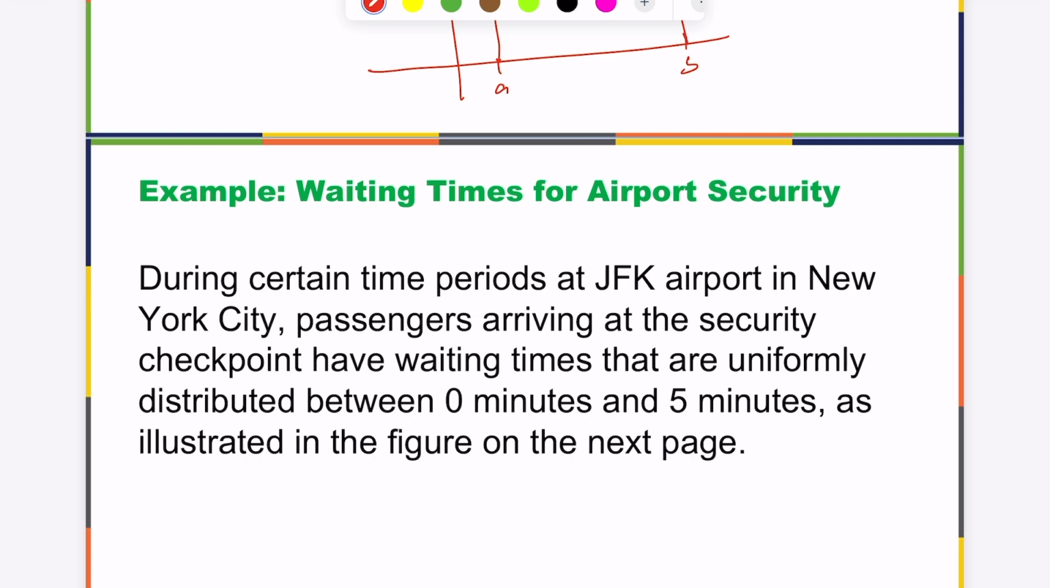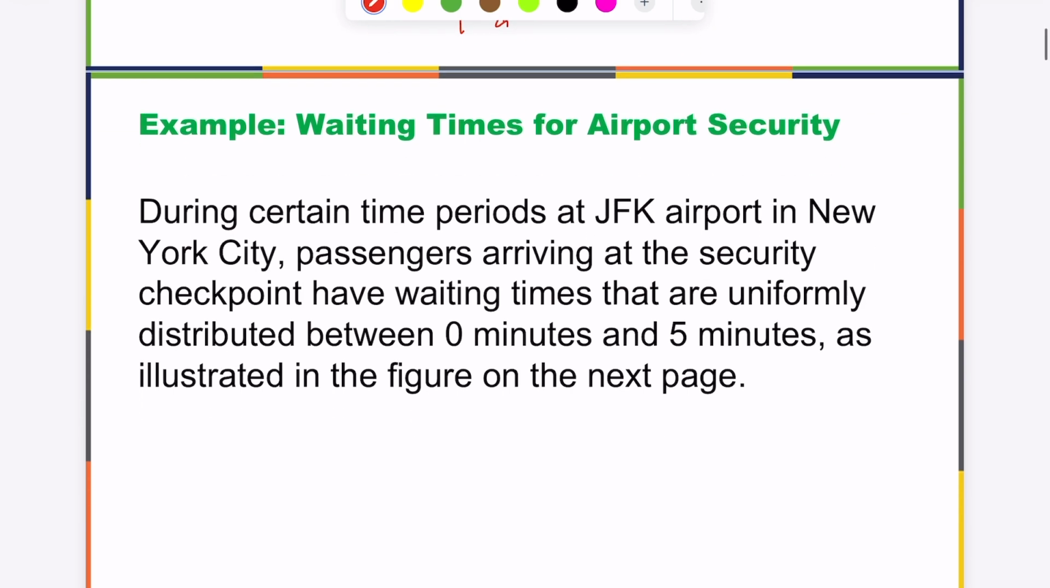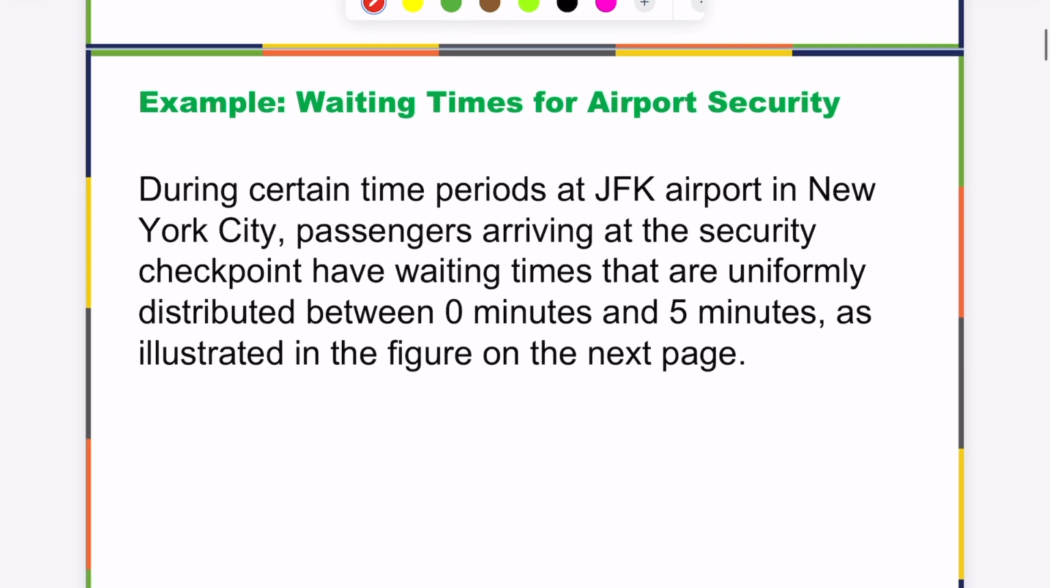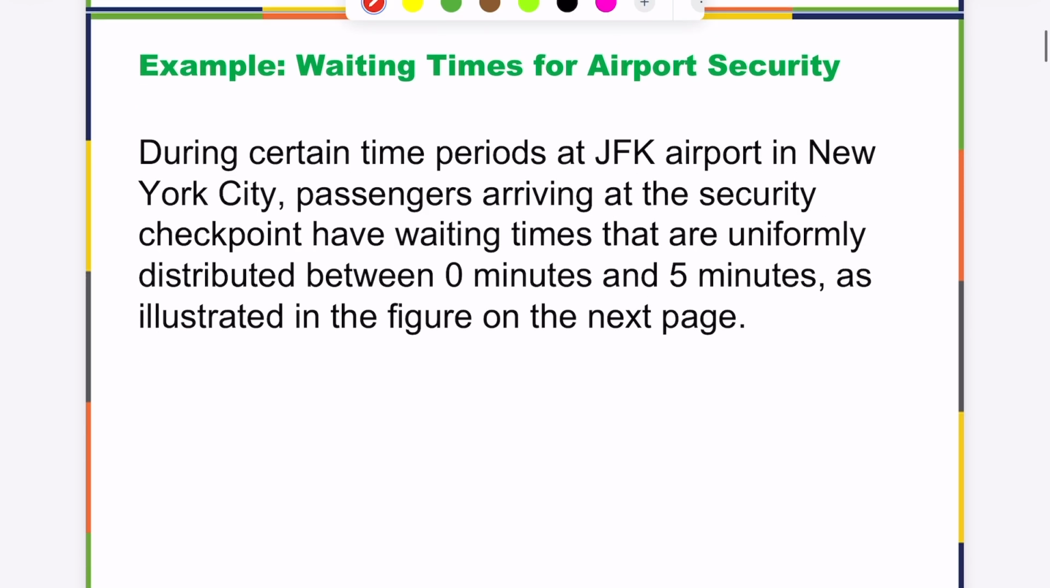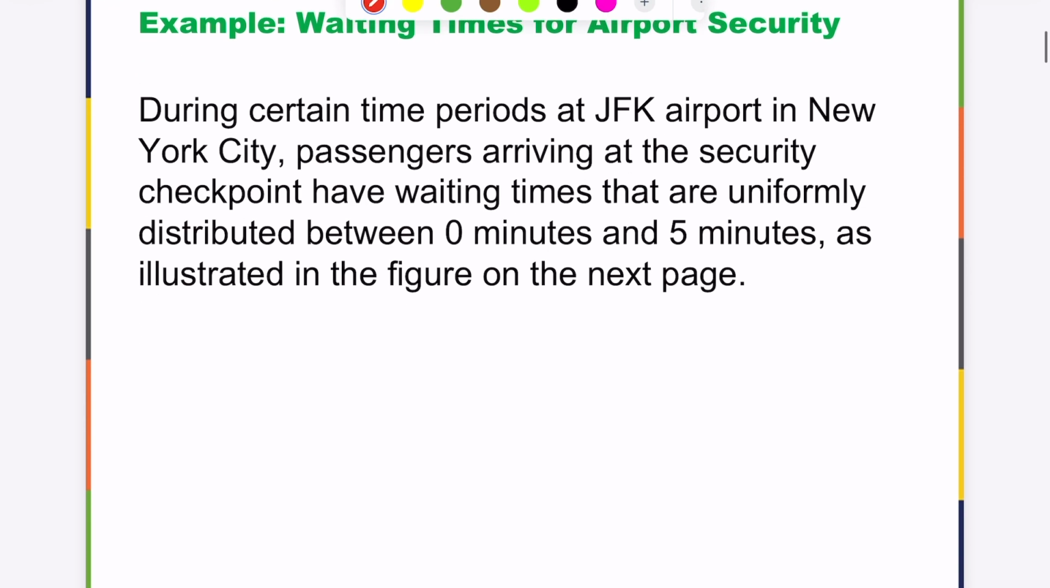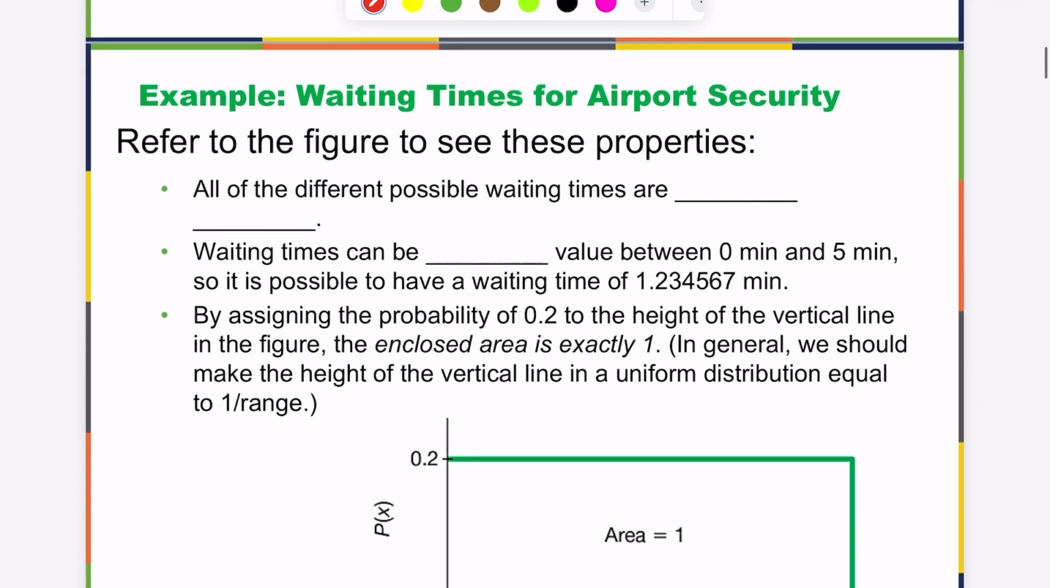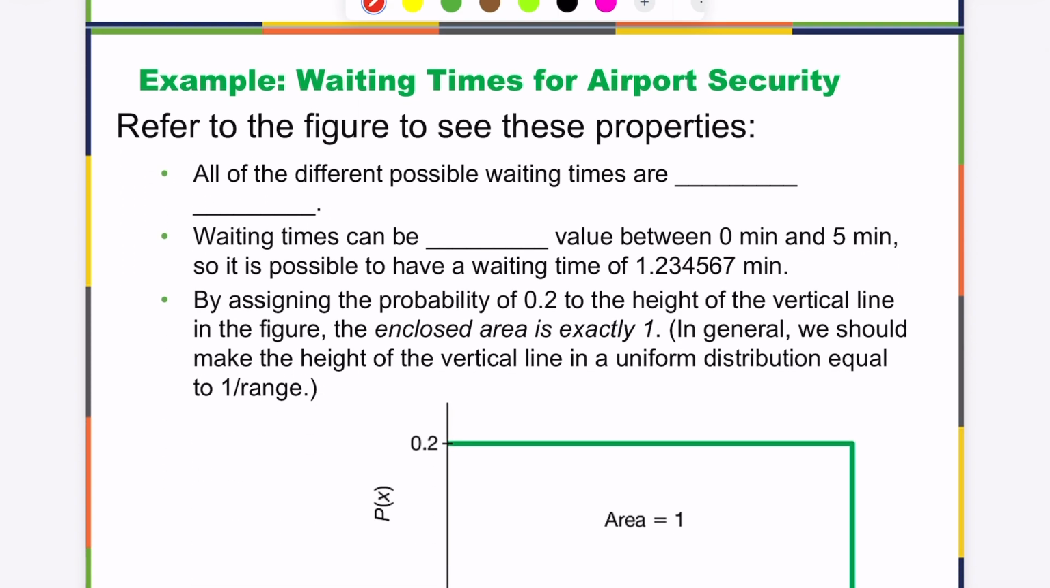During certain time periods, okay, so this is an example, but it is a white slide, so I want you to pay attention and not skip this one. During certain time periods at JFK Airport in New York City, passengers arriving at the security checkpoint have waiting times that are uniformly distributed between 0 minutes and 5 minutes, as illustrated in the figure on the next page. See it down here. Okay, so let's take a look at these properties.